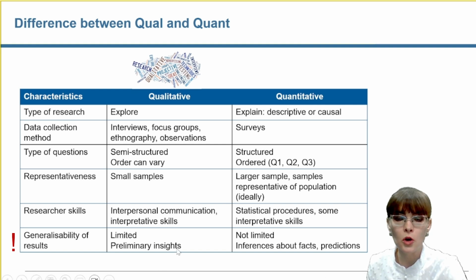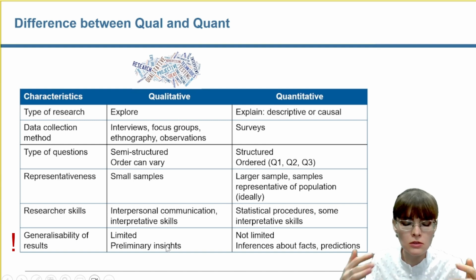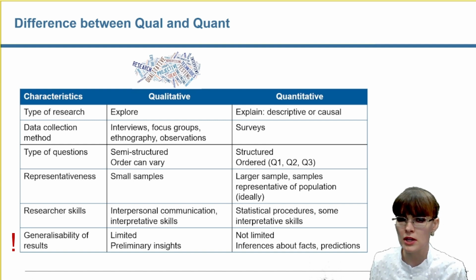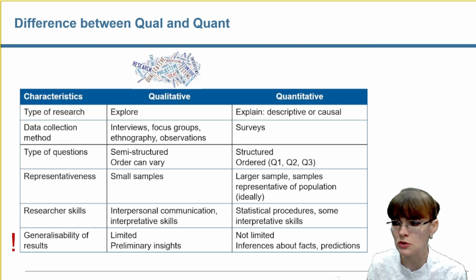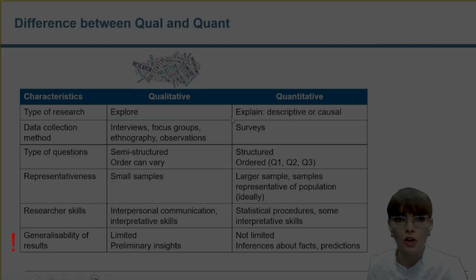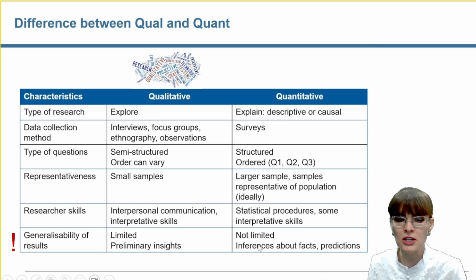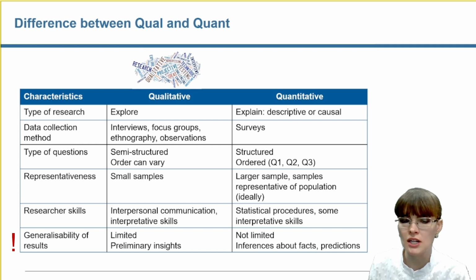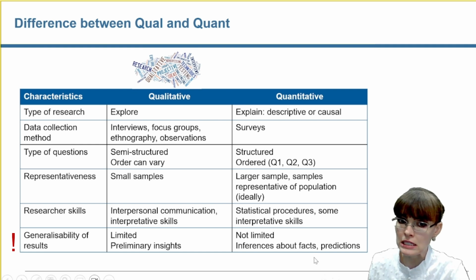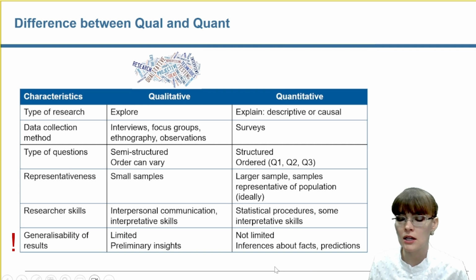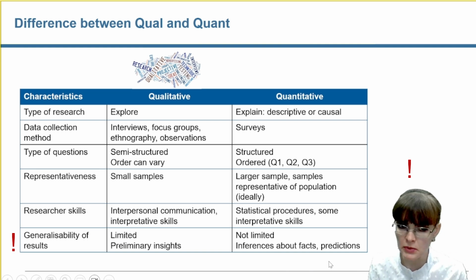And sometimes the focus, like I said before, could be just to get the preliminary insights into the problem. So we don't know what's going on in consumers' minds. We don't know other aspects of individuals' behavior. So let's ask them to talk to us and tell us why they feel this way or why they process information in this way. With quantitative research, on the other hand, because sample sizes are larger, the generalizability is not limited. So here we can actually make inferences about facts or we can try to make predictions, but this is possible only and only if you use probability sampling.